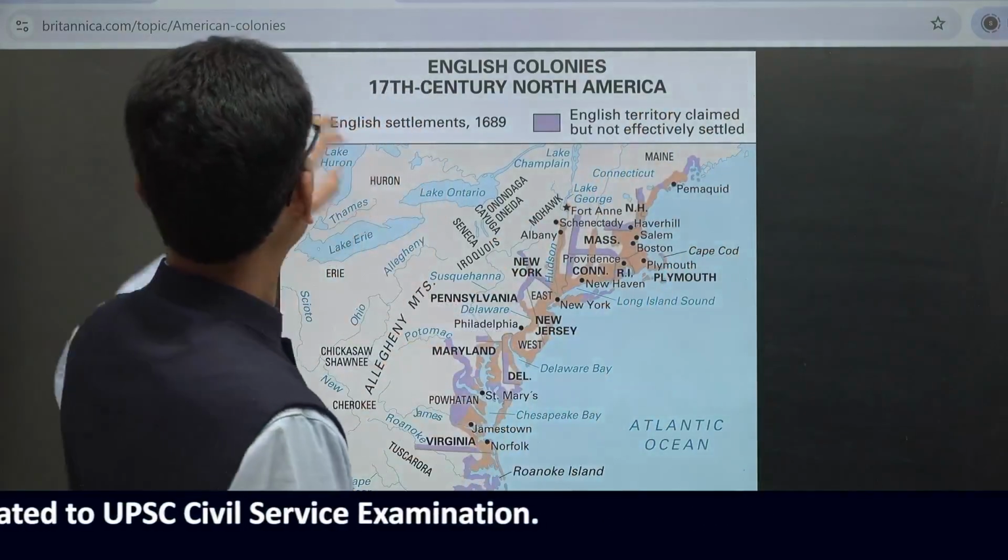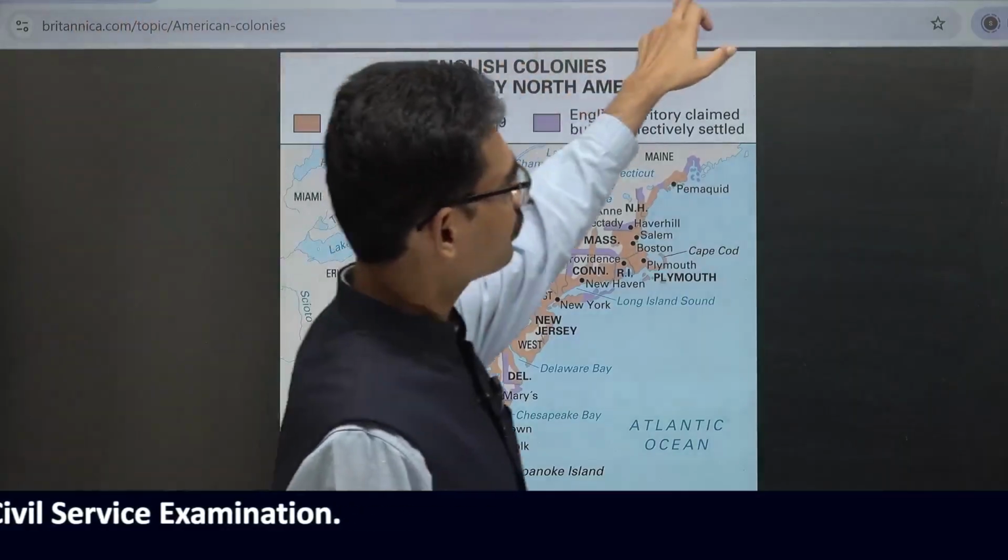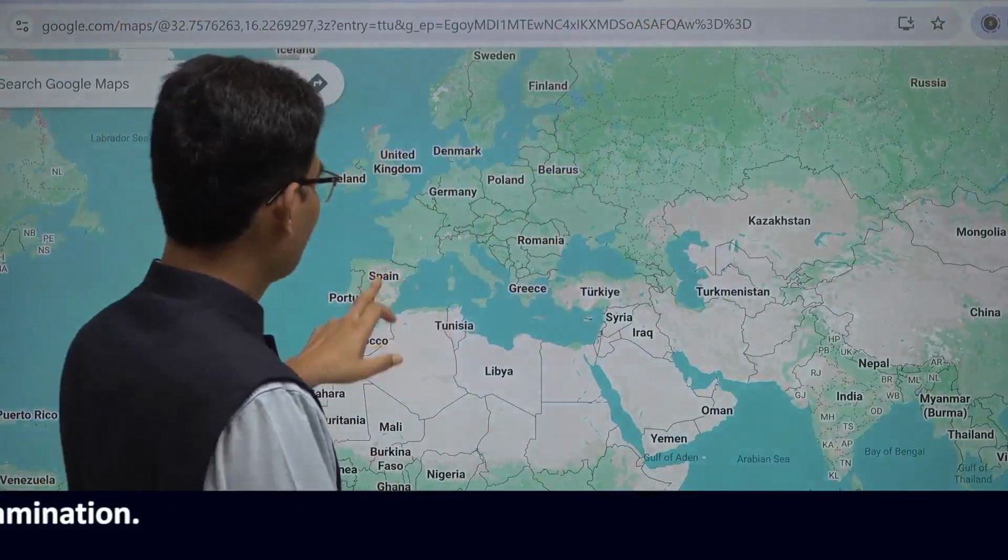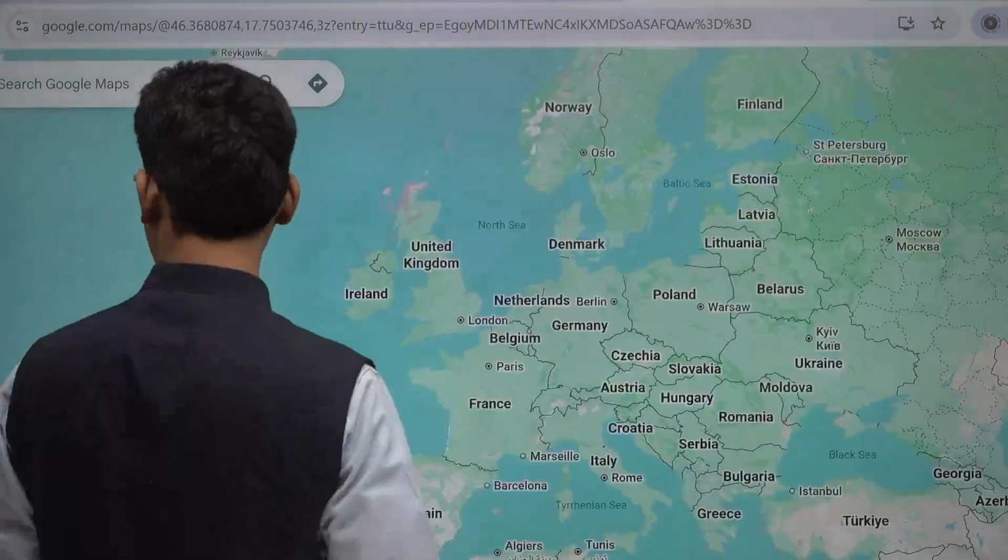This is one. Now, when it comes to England itself, this is the period of the Industrial Revolution.